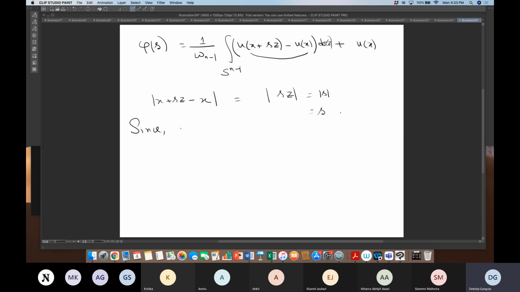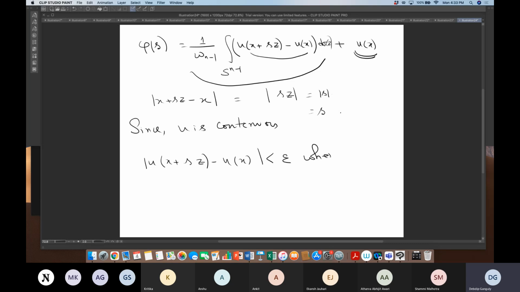Since u is C2, in particular u is continuous, because I want this to be 0, because I want to write this as u, phi s, u x, right? So this is the point, u of x plus sz minus u x is less than epsilon whenever s is less than delta. Clear? By continuity. If I choose s very small, then I can make u of x plus sz minus u x less than epsilon. I can do that, right?